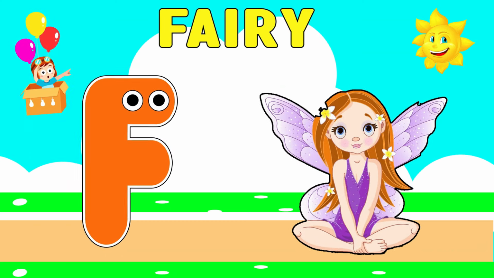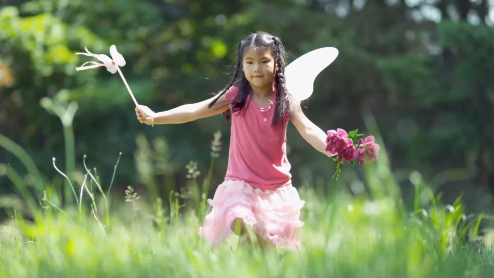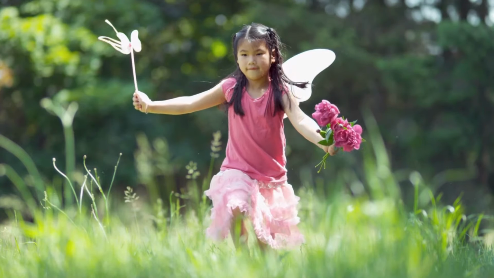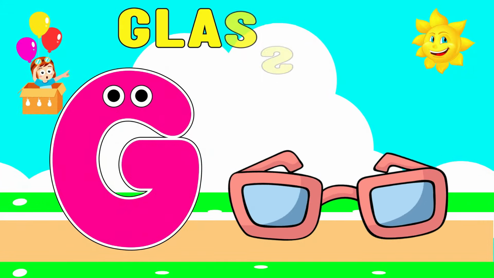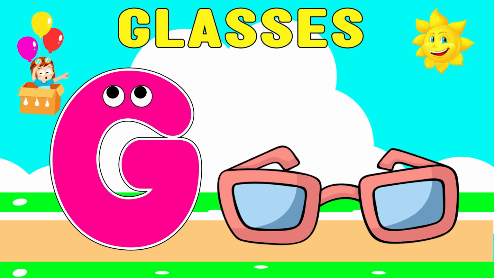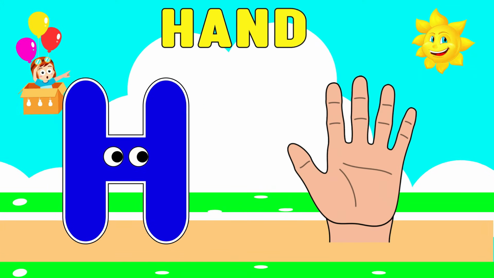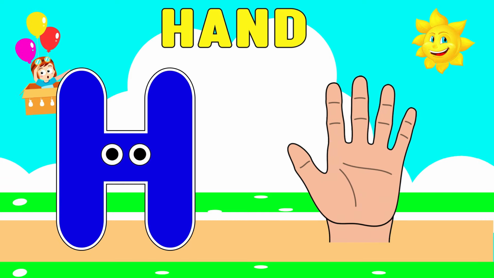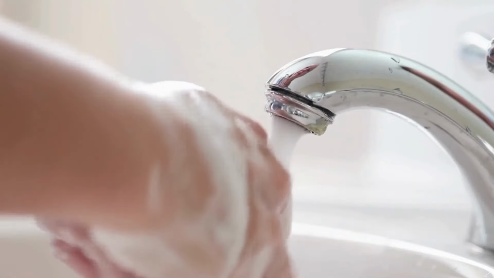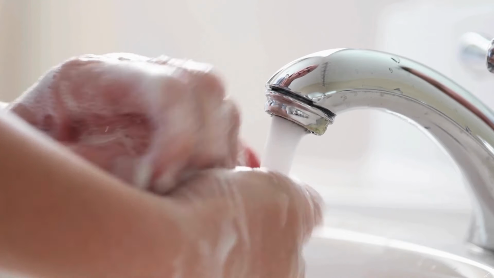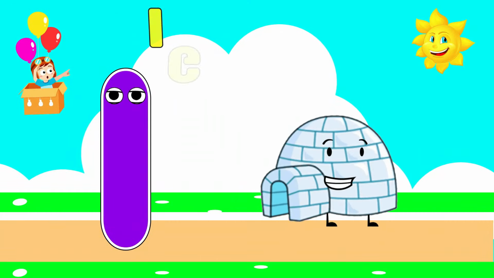F is for fairy. F, f, fairy. G is for glasses. G, g, glasses. H is for hand. H, h, hand.